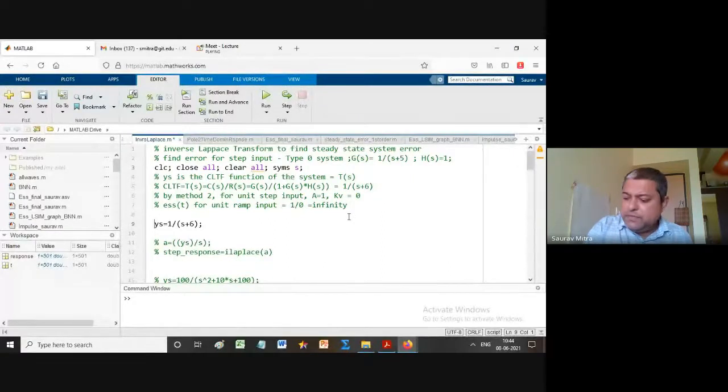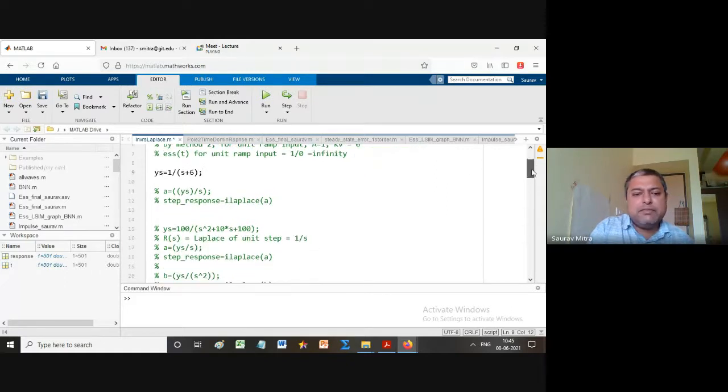Did this make sense? We are finding kv. How to find kv? Kv is limit s tends to 0 of s G(s) H(s). There you substitute G(s) as 1 by s plus 5 and H(s) as 1, so you will find kv as 0. This is the same type 0 system, but instead of unit step, I'm sorry, this should be unit ramp. In this case, we are giving unit ramp input by method 2. A is equal to 1, that is the amplitude of the ramp. Ramp actually is t, so this is 1 into t. Kv we are finding as limit s tends to 0 of s G(s) H(s), which is 0. ESST for unit ramp is 1 by 0, infinity. How to find this for unit ramp, that I will show you now.